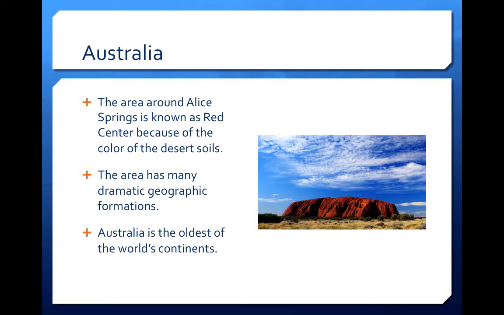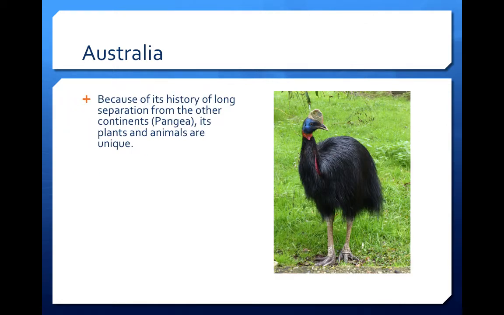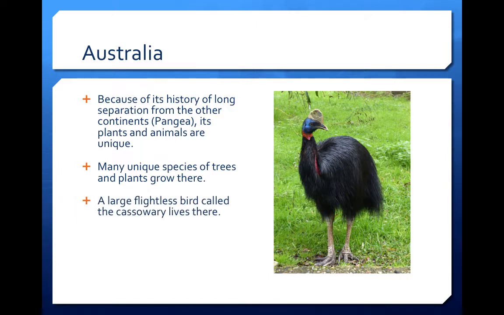And it is also true that Australia is the oldest of the world's continents. Because of its long history of separation from the other continents, which once were all together and called Pangaea, its plants and animals are unique. Many unique species of trees and plants grow there. And a large flightless bird called the cassowary lives there. Streams and rivers are inhabited by dangerous crocodiles and other creatures.